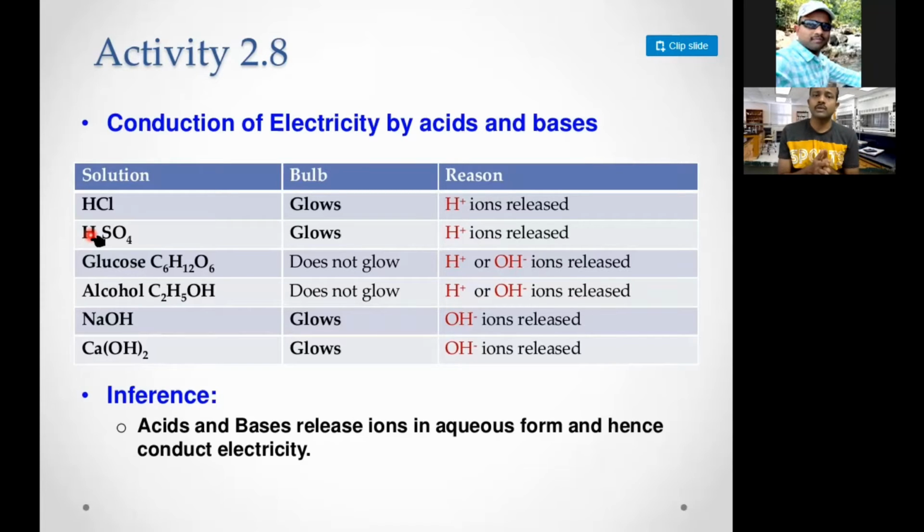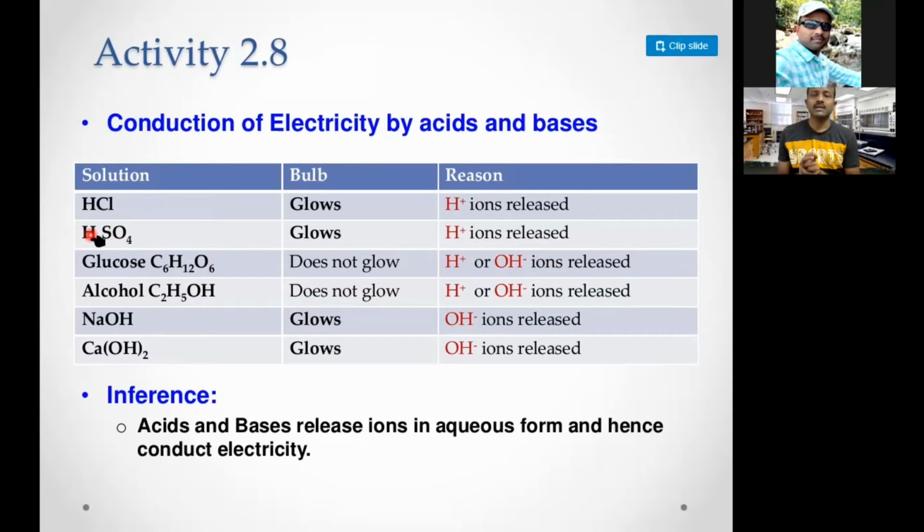So when you dissolve the glucose and alcohol, what will happen? The glucose and alcohol will not dissociate as ions, so the bulb will not glow. So when you take a base, sodium hydroxide and calcium hydroxide, what will happen? The bulb glows again. Why? Because sodium hydroxide and calcium hydroxide, when you dissolve them in water, release OH minus ions. Due to that, the bulb glows, right?